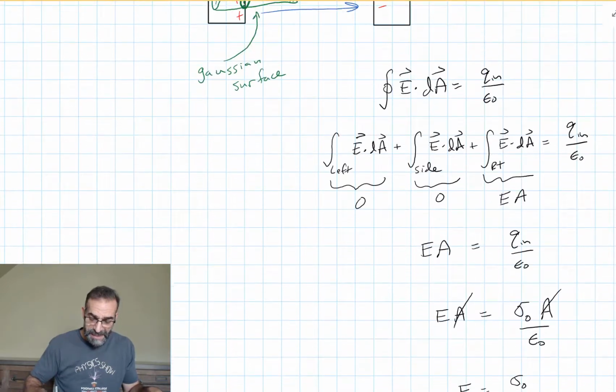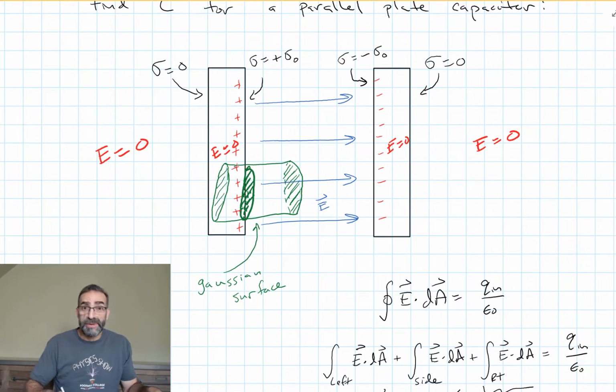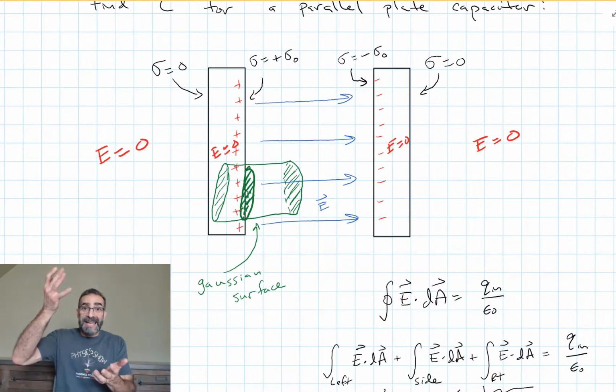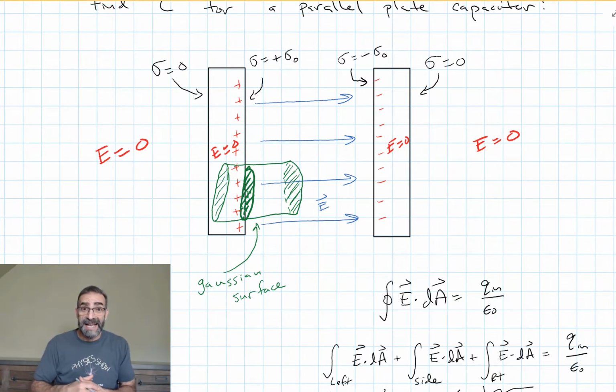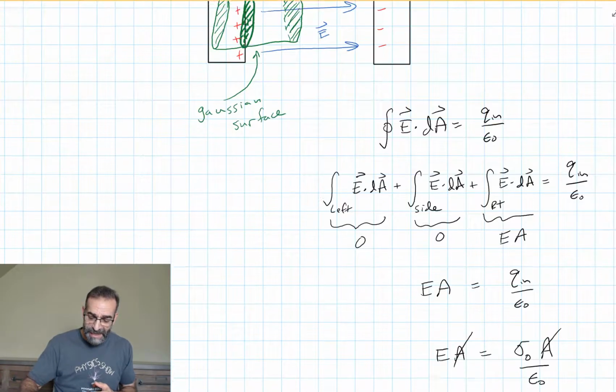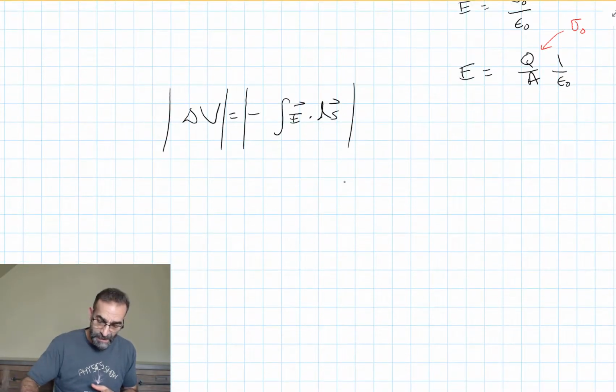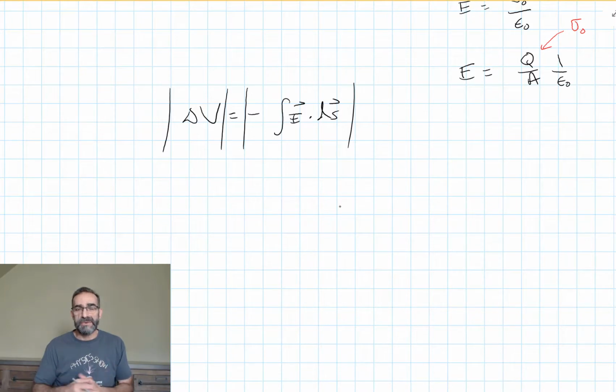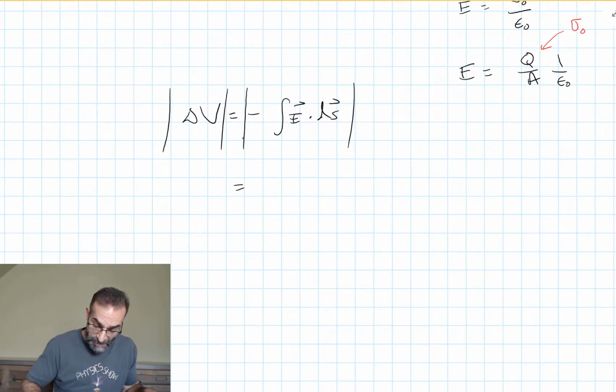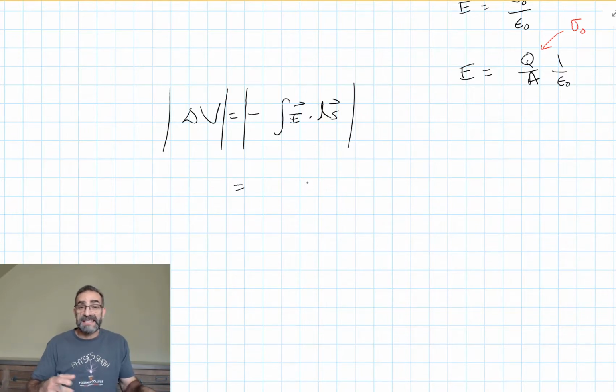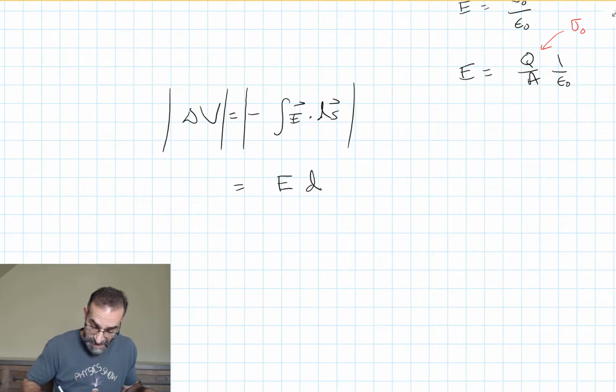I can look at my plates and I know that the left plate, the positive plate, has to be at higher electric potential than the right side, the negative plate, because the electric field points from the positive plate to the negative plate. I know that from looking at the situation. So all I really care about here is the absolute value of the change in potential. The electric field is constant everywhere between the plates. So the electric field falls out of the integral. The integral of ds is just the distance between the plates. So this is going to be the electric field times the distance.